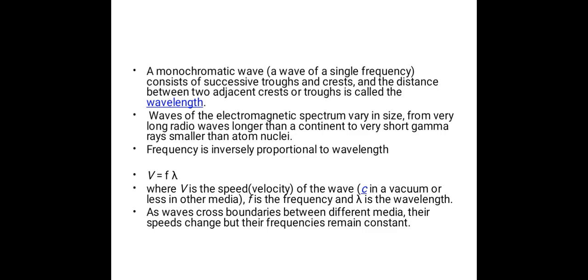V is equal to f lambda, where v is the speed or velocity of the wave. C is the velocity in vacuum, or less in other media. F is the frequency and lambda is the wavelength. As waves cross boundaries between different media, their speeds change, but their frequencies remain constant. That is a major point: when waves change media, their speeds change, but their frequencies remain constant. So v is equal to f lambda.